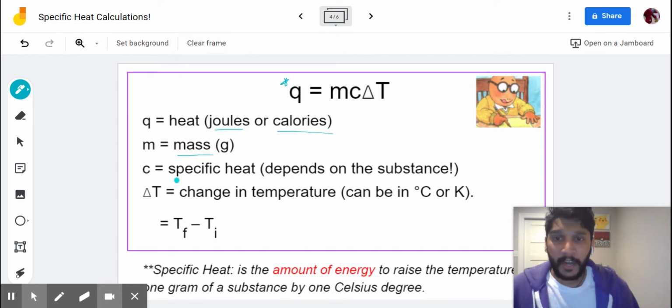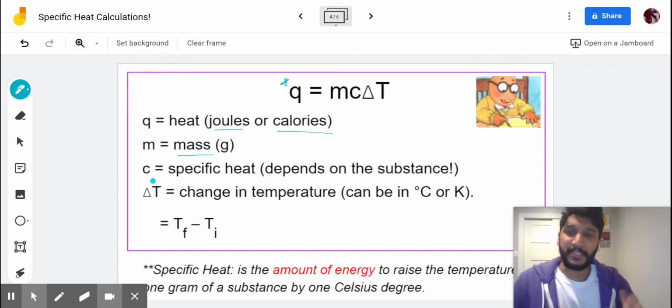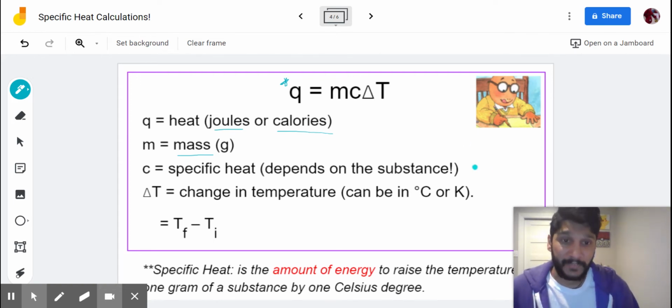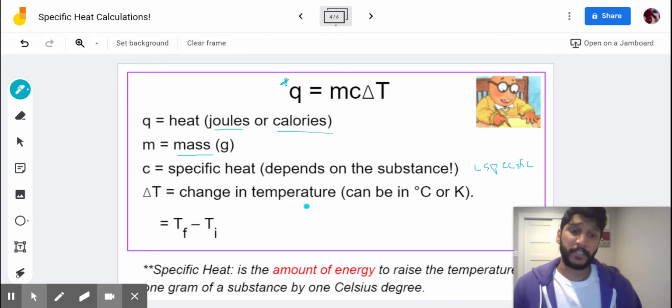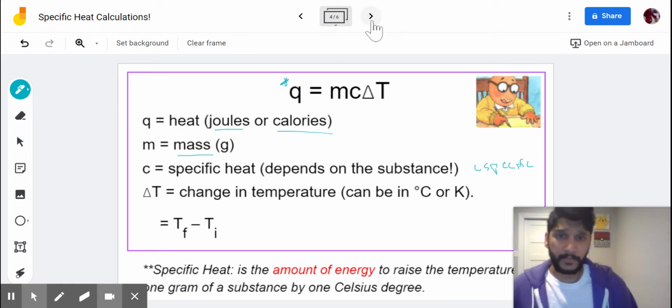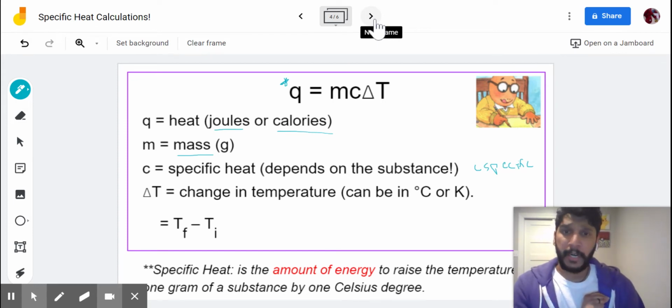C, specific heat. This is a tough one because you wouldn't think C is specific heat. If you ever spell specific heat wrong, cuspific, that could work, right? Cuspific heat. This one depends on the substance. Just like I mentioned before, some substances heat up really quickly, some heat up slower. So each substance has its own specific heat. And then lastly, triangle T or delta T, change in temperature. This unit can be degrees Celsius or Kelvin. To find change in temperature, you take the final temp minus the initial temp. All right, so this is the equation we're going to use.